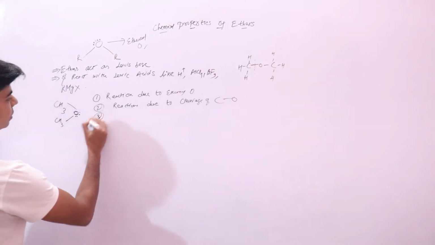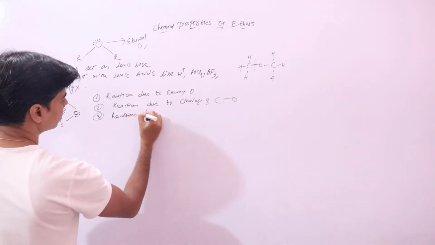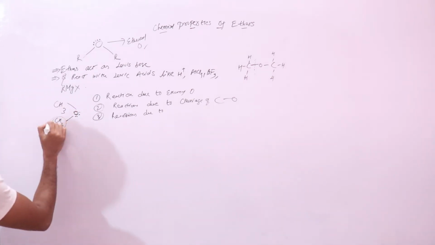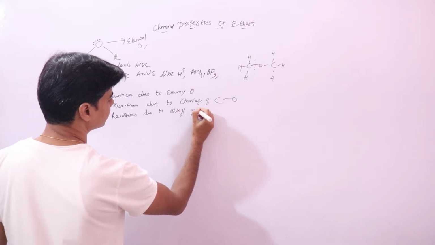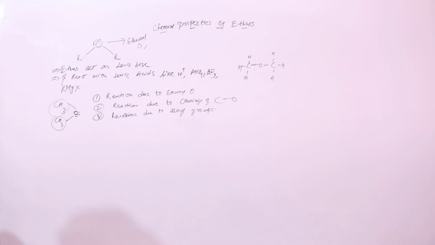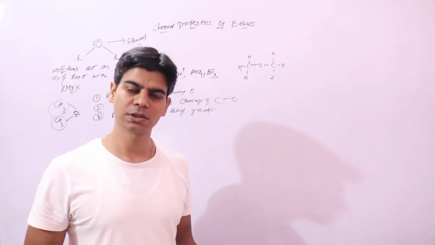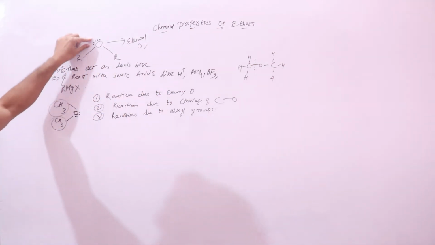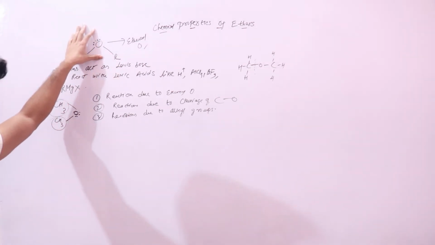Now the third would be reactions due to alkyl groups. You have two alkyl groups, so reaction due to alkyl groups. These are some important things that are easy to remember. If you know its structure, you can remember everything. This is how it looks like. It has lone pairs of electrons, due to which it participates in chemical reactions with Lewis acids.